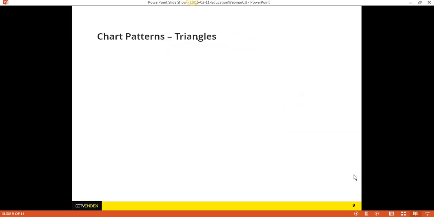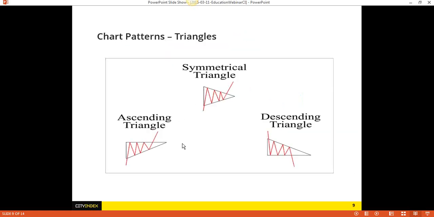Okay, triangles. Now, to get to triangles, Rick, what you were talking about before were the asymmetrical triangles. You have a symmetrical triangle and you have asymmetrical triangles. The asymmetrical triangles are basically ascending or descending. Now, what is a symmetrical triangle? All it means is that the upper border of the triangle is pointing to the downside, and the lower border of the triangle is pointing to the upside. They could be at different angles.